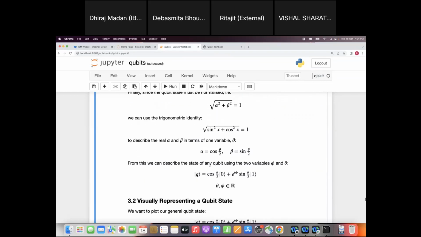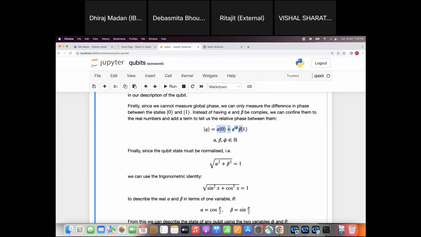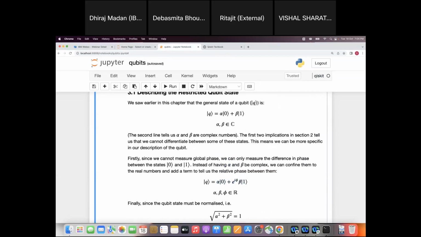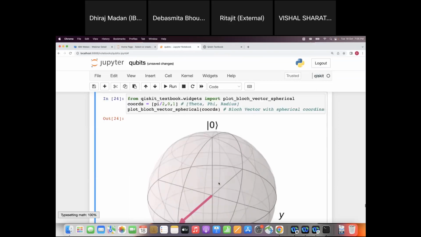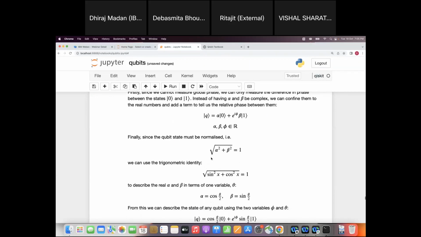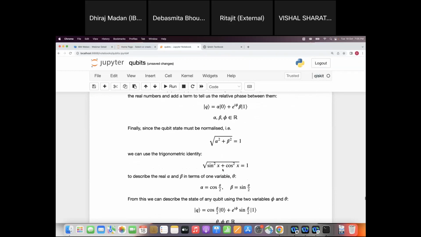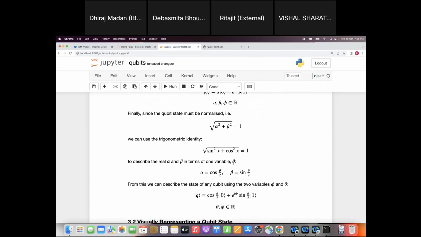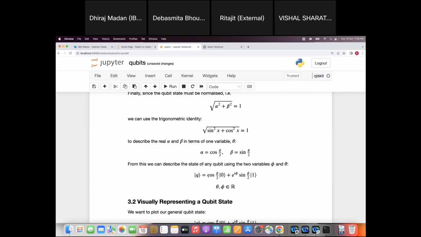In this mapping, if you take a qubit as alpha 0 plus beta 1, I first eliminate the global phase and assume that alpha is real. Then there is just a relative phase associated with the beta part, and I can write it as alpha ket 0 plus e to the power iota phi beta ket 1. Here alpha and beta are both real and the complex part is captured by phi. Since alpha and beta are normalized, I can take them to be cosine and sine of the same angle, typically theta by 2. So the qubit is cos theta by 2 ket 0 plus e to the power iota phi sine theta by 2 ket 1.